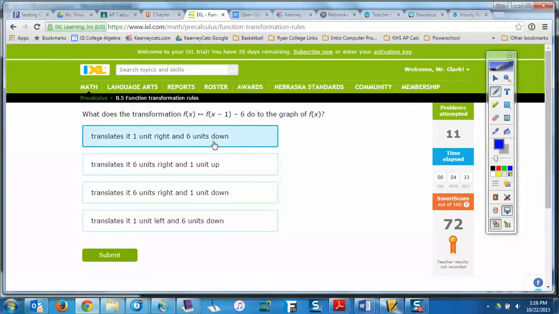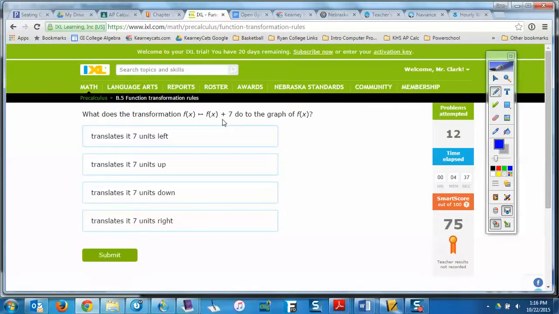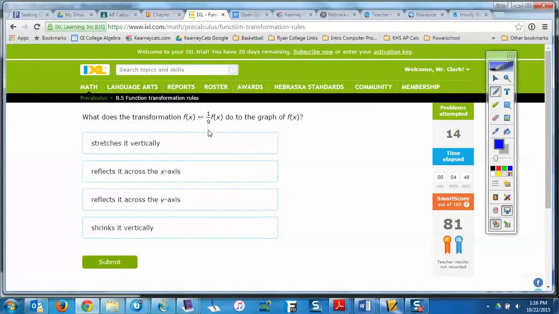Right 1. Down 6. Okay, we're 75. Up 7. Up 7. Right direction. Down 3. Why are they getting so easy all of a sudden? Aha.